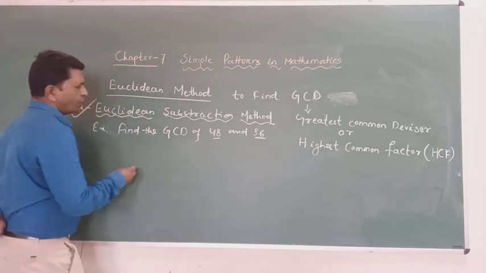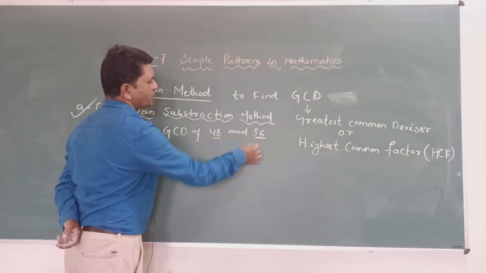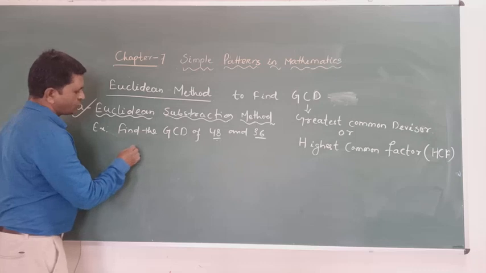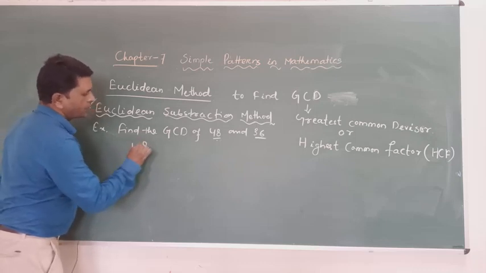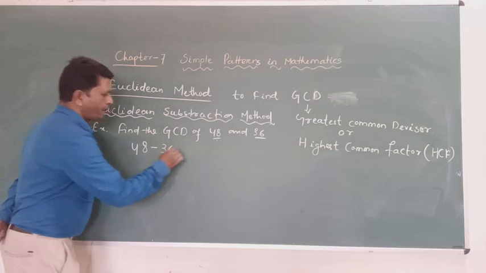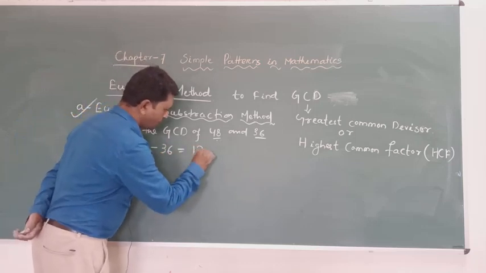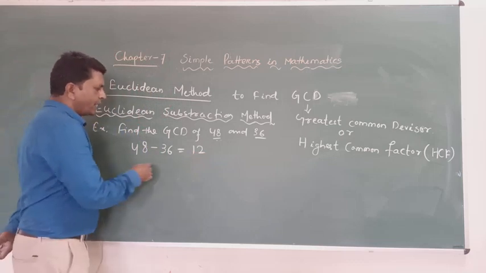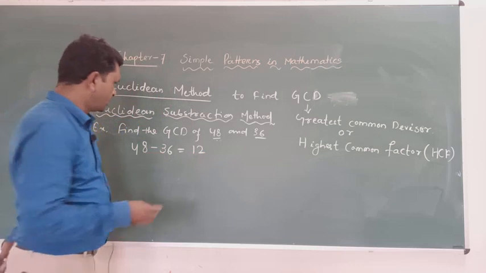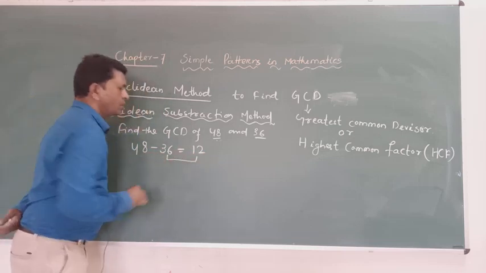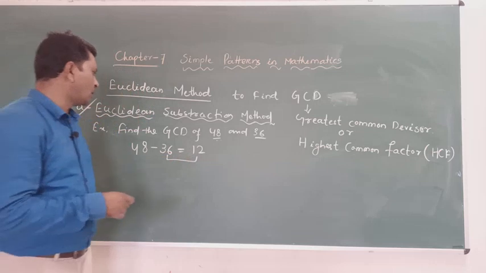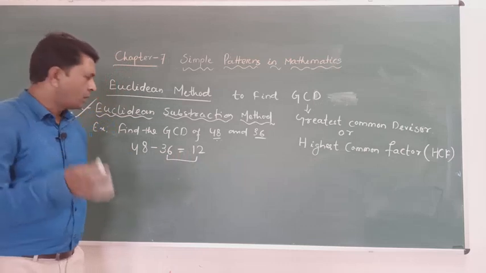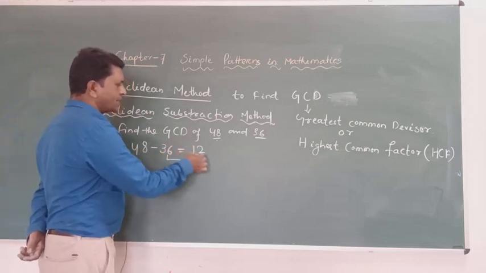Look, first you have to identify the biggest and the smallest number. You have to subtract the smallest from the biggest number, that is 48 minus 36, and write the subtracted value, which is 12. Then again we take the last two smallest values, that is 12 and 36.